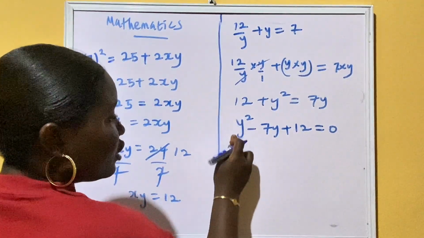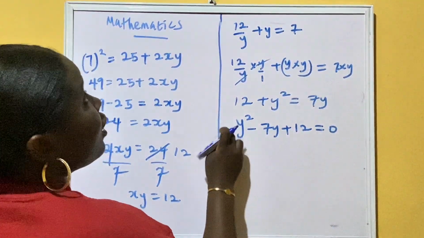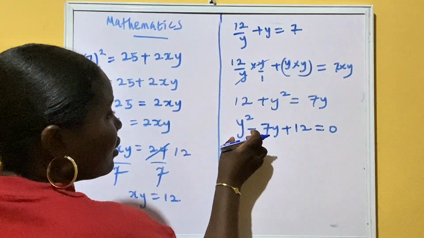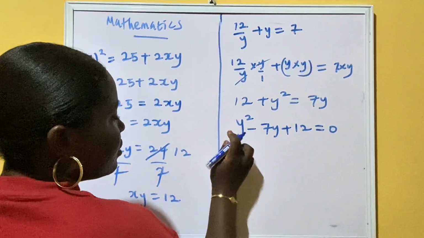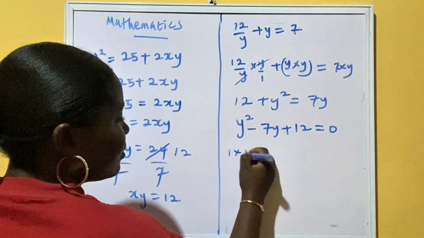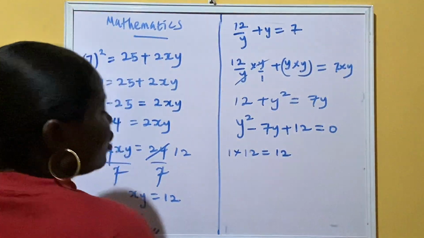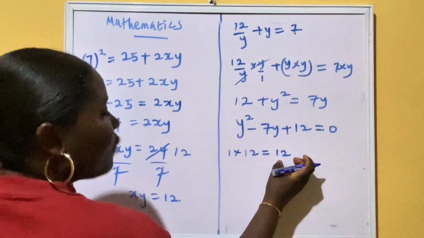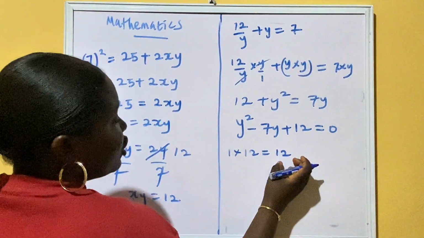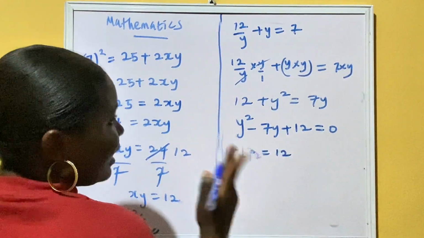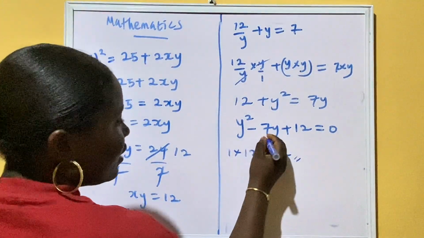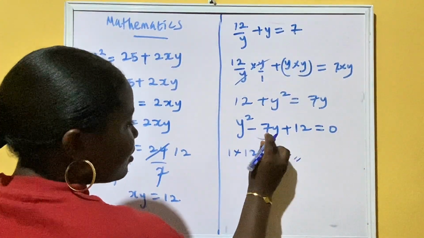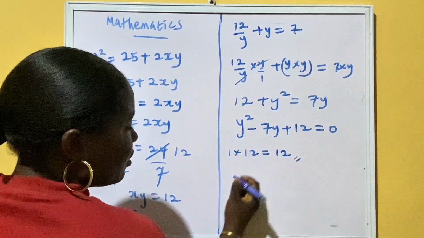You multiply the coefficient of the variable that is carrying the highest power. So the coefficient here is 1 times the constant, that's 12. So what are the factors of 12 such that when we multiply them together they give us 12, and when we add them together they give us minus 7, because the coefficient of y here is minus 7?